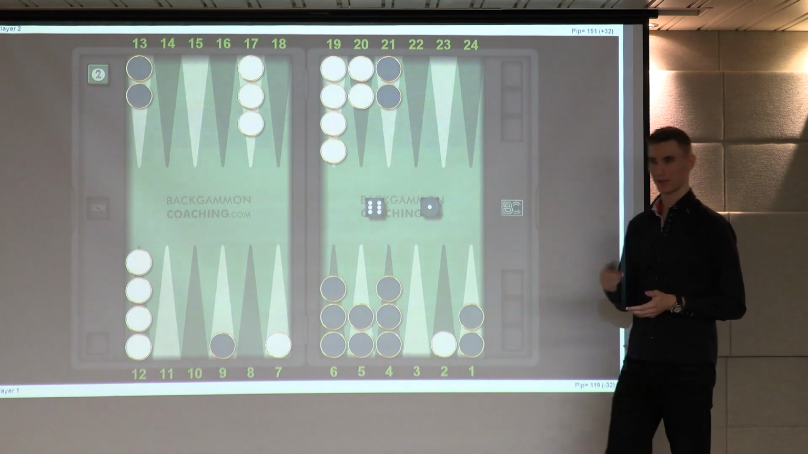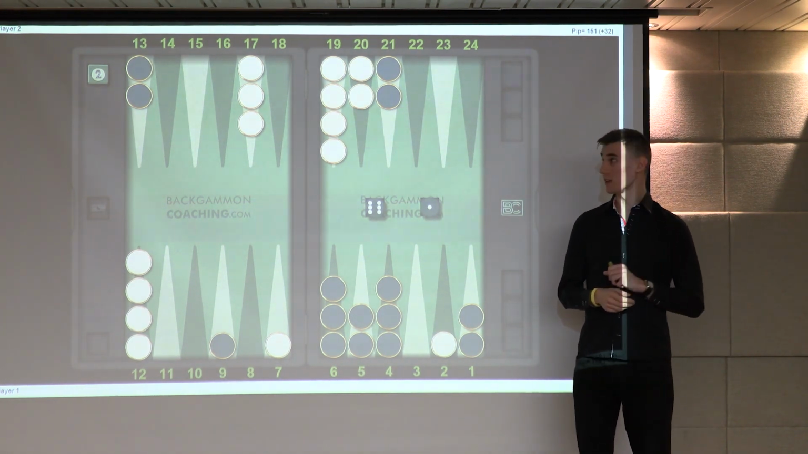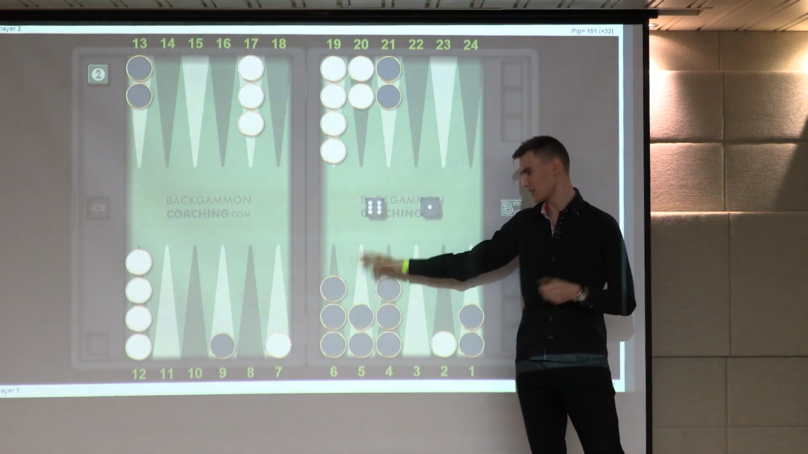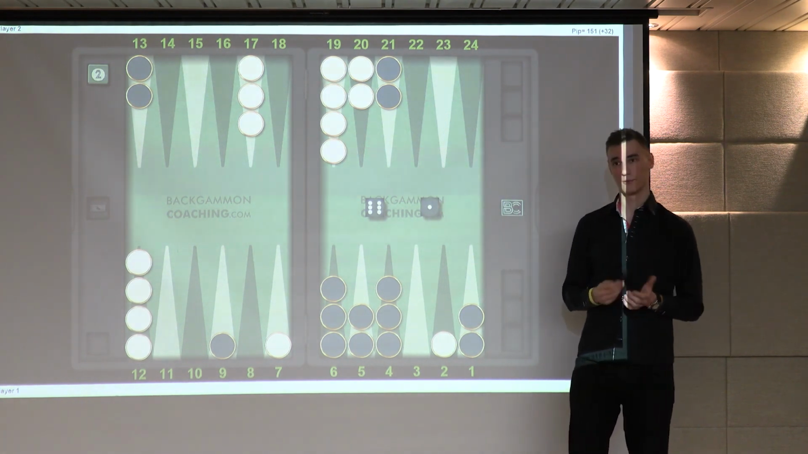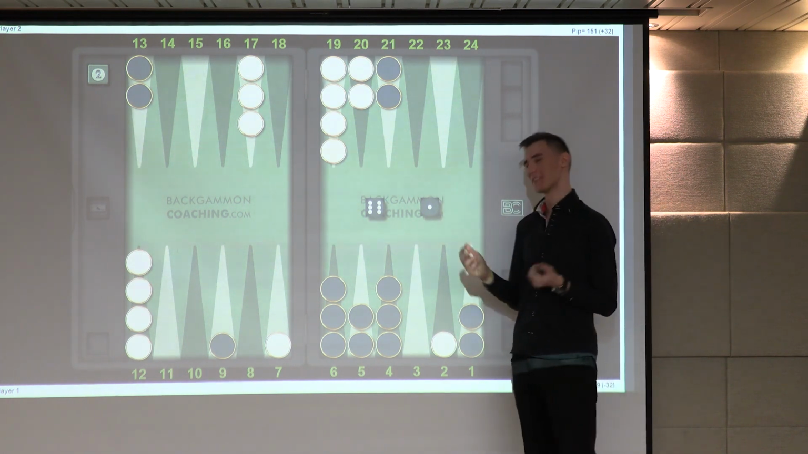So raise your hand if your move is hitting on the 7, let's say 13-7 and then either 7-6, 9-8, whatever. If your move is 13-7 hitting. Good, good, good, good, good.